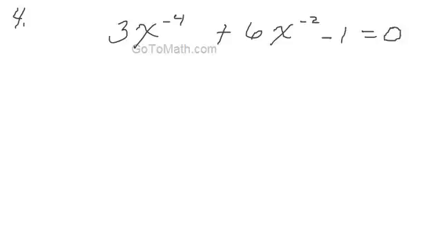So this is number 4. I'm having to do a re-recording here while we watch the video. We have 3 times x raised to the negative fourth plus 6x raised to the negative 2 is equal to 0.